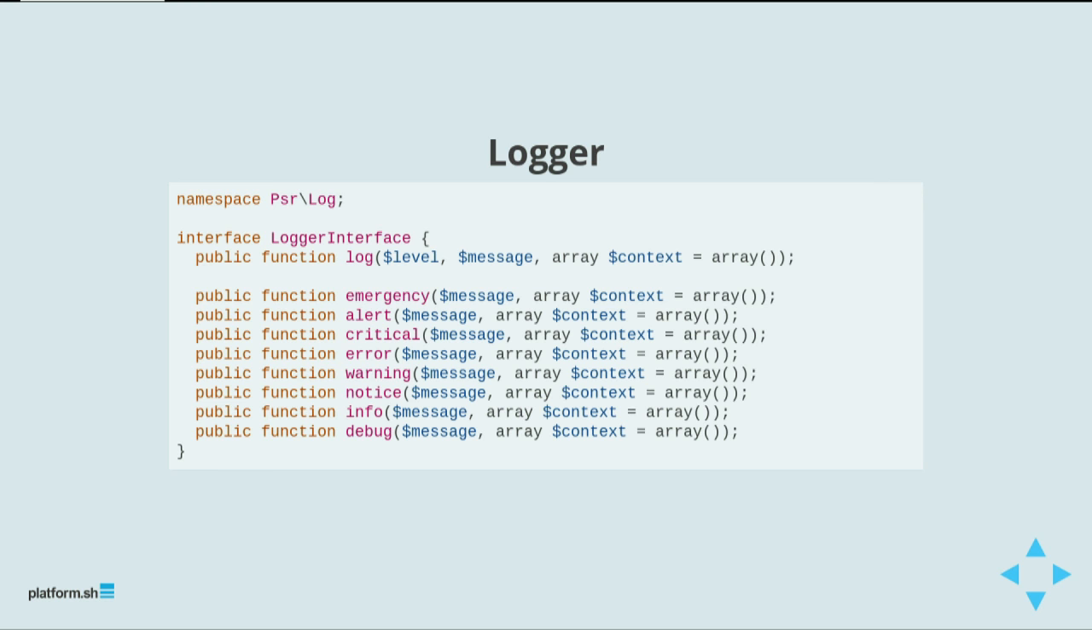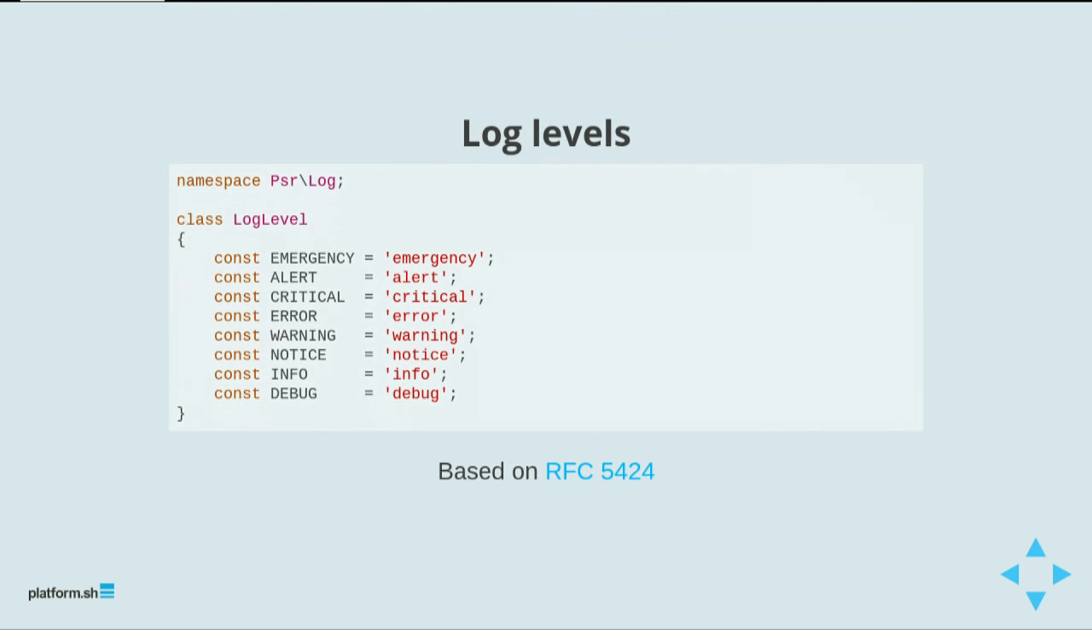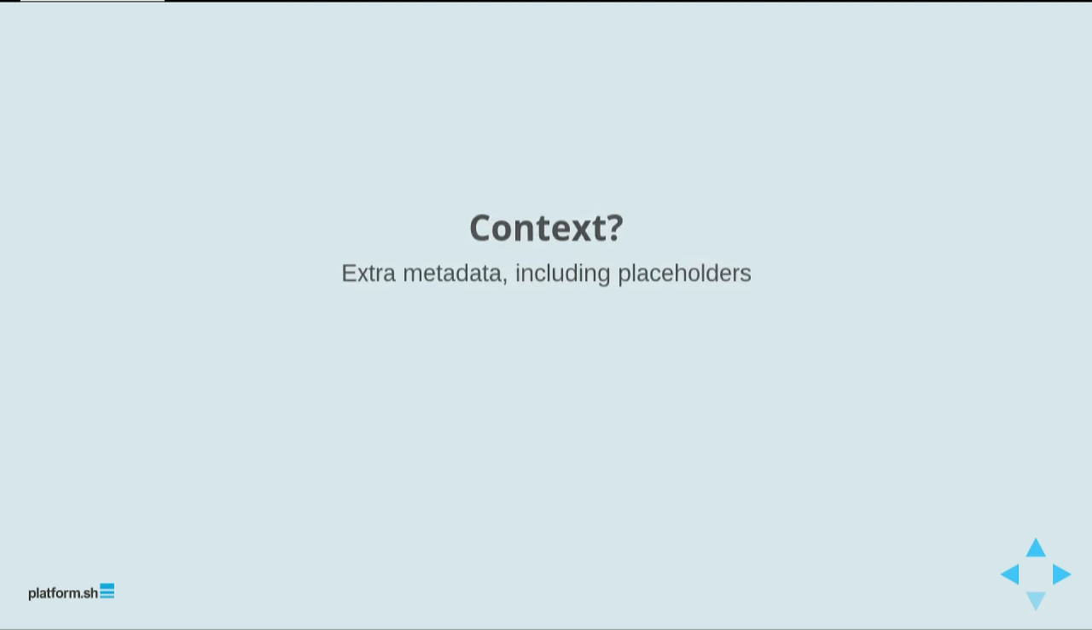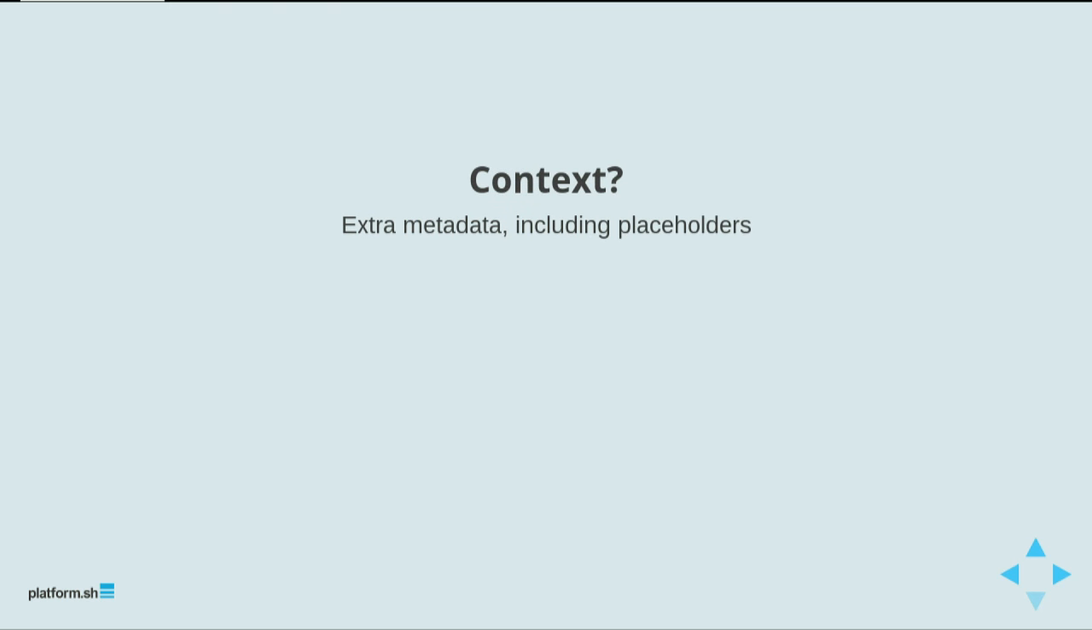The message also can be either a string or an object that implements toString. There are also log levels defined. These are based on RFC 5424. Again, we're just taking known internet standards and making PHP interfaces out of them. Very, very simple. The one odd thing is that context array, because context is the second worst variable name in the world after data. The idea here is additional extra stuff, including placeholders.